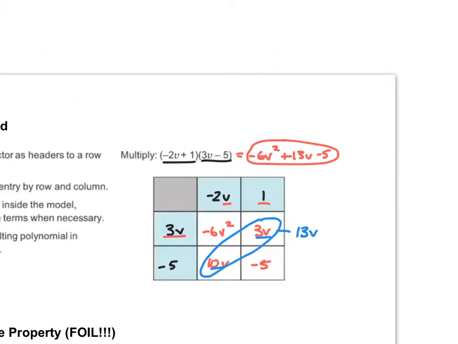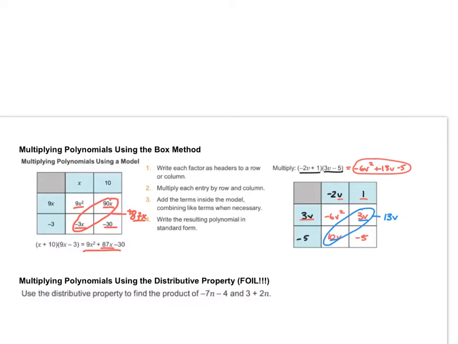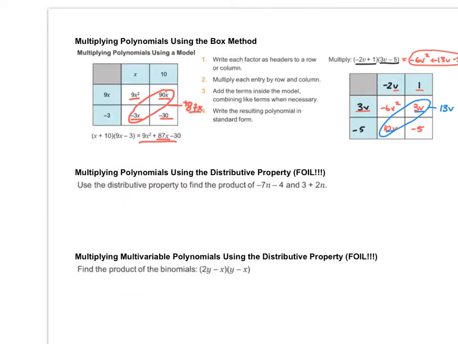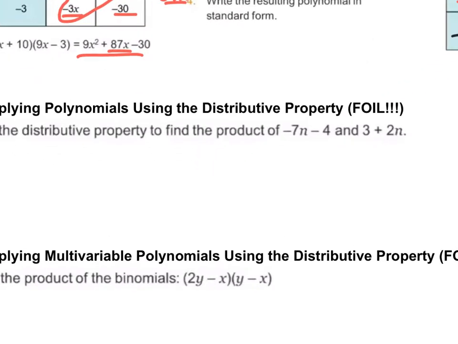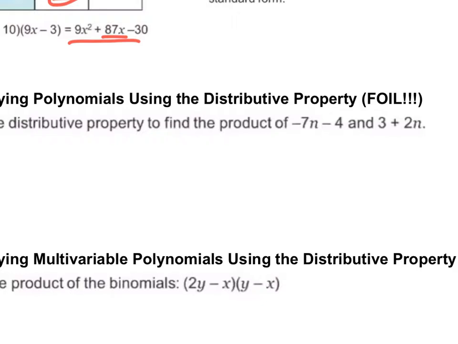Okay, so now let's take a look at another method. You could feel free to use the box method to multiply things together if that's what you like. If you don't want to do that, you don't have to, all right? But I'm going to provide you with another method of using the distributive property to find the product of negative 7n minus 4 and 3 plus 2n.